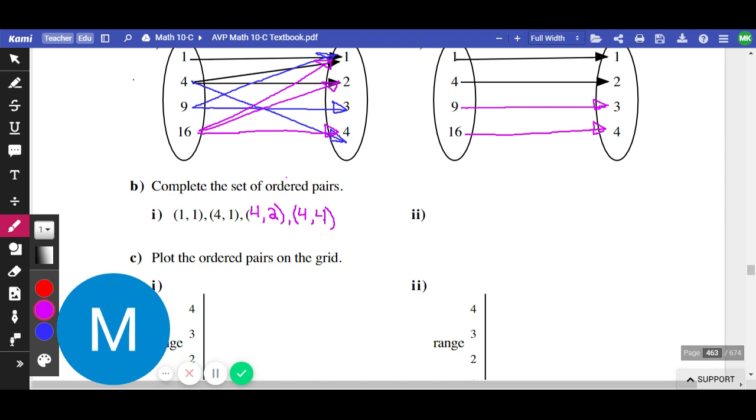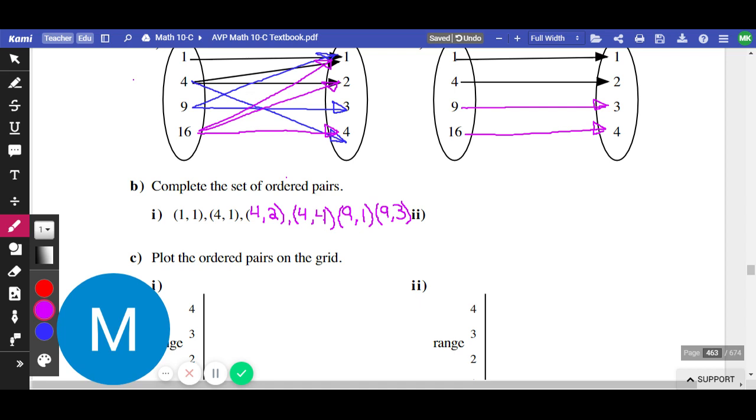Right, I'm just looking at these inputs, figuring out where the arrow goes, then turning it into an ordered pair. That means if I look at 9, 9, 1 would be an ordered pair. So I have an arrow going from 9 to 1. Also, 9, oh sorry, we didn't have 9, 9, we had 9, 3 though. 9, 3 would be an ordered pair. Arrow went from 9 to 3.